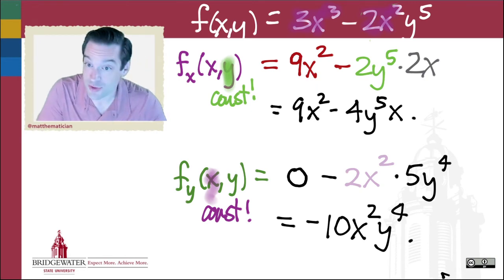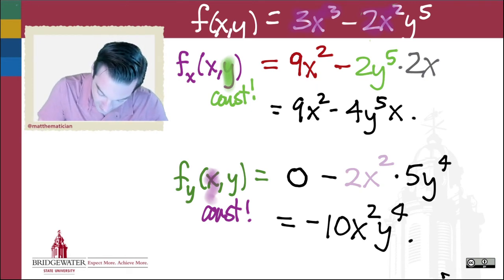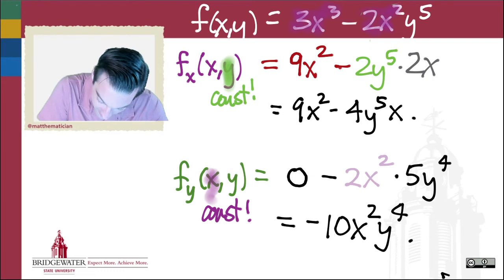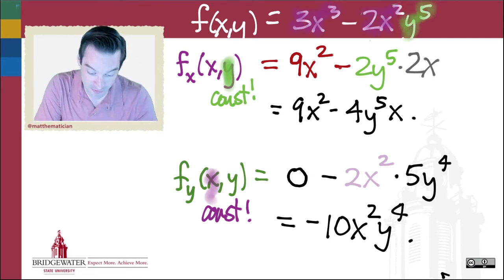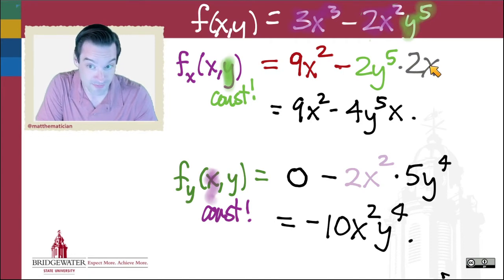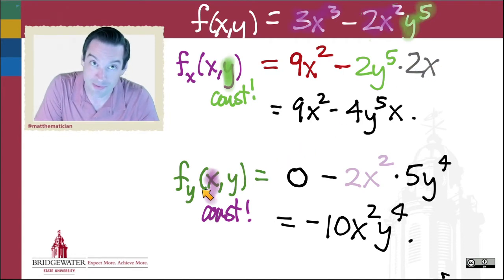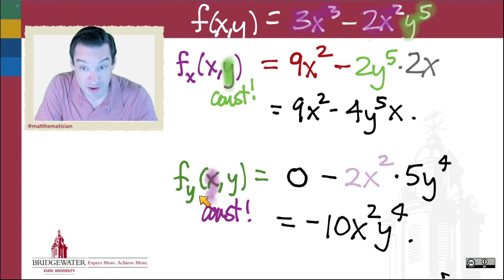And the second term, 2x squared y to the 5th, is also a variable term, but the y to the 5th part of that is going to behave like a constant. And so from the point of view of its derivative, that 2y to the 5th is just going to come along for the ride, and the derivative is just going to impact this x squared factor, which turns it into a 2x.